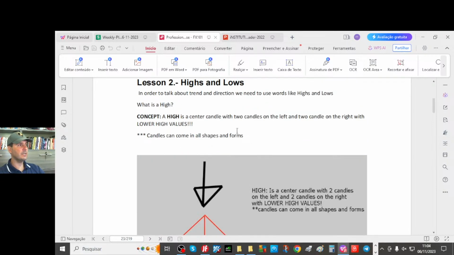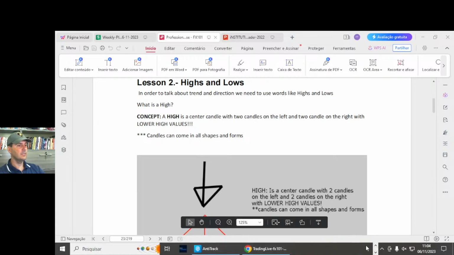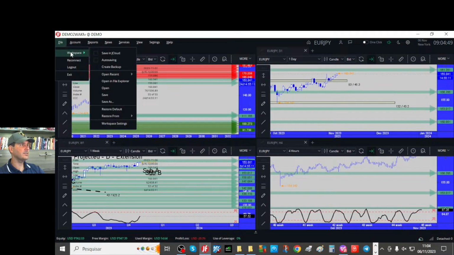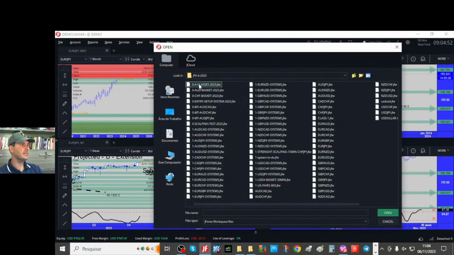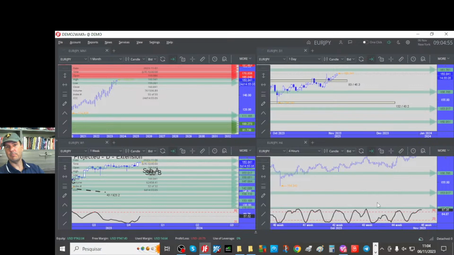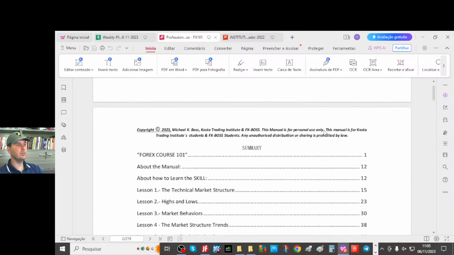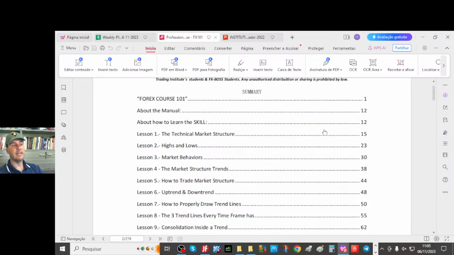And today, lesson number 2, highs and lows. In order to talk about trend and trend direction, we need to use words like highs and lows, everybody. Alright, so lesson number 2. This is for the advanced class, and let's go through a beginner class. We have different modules. The first module from the manual is called Market Structure and Trends. And the second module is called Timing and Retracement Trading.